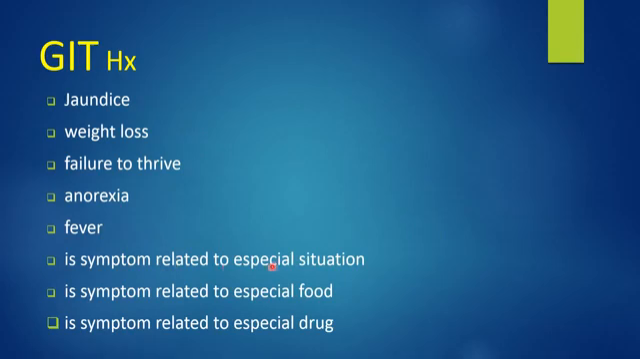Now, is the symptom related to a special situation? Maybe some symptom may occur in the school. So it may not be a real symptom; it is because of phobia or sometimes because of a psychological problem in the school. Or the symptom may be related to special food, due to some food allergy, or related to a special drug, because like an ulcer, the patient may develop GI bleeding after taking this drug, like a non-steroidal anti-inflammatory drug.